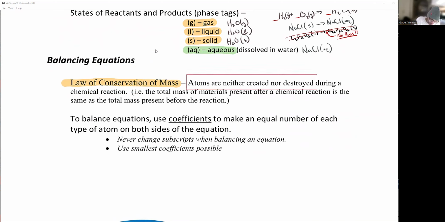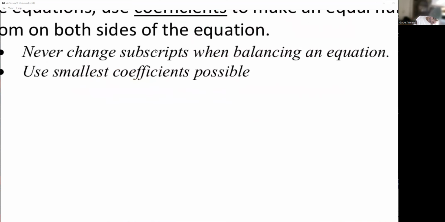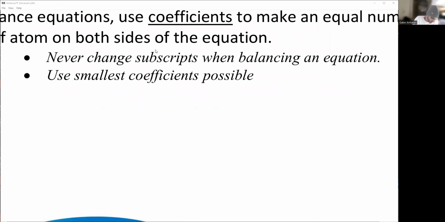So if they're neither created nor destroyed during a chemical reaction, that means we need to make sure we have the equal number on both sides. So we have to have an equal number of hydrogens on one side as we do on the other, equal number of oxygens. So everything has to balance out on the reactants and the product side. There's a couple of little things that I want to point out. These are the two most important things when you're balancing equations. First of all, never change a subscript when balancing an equation.